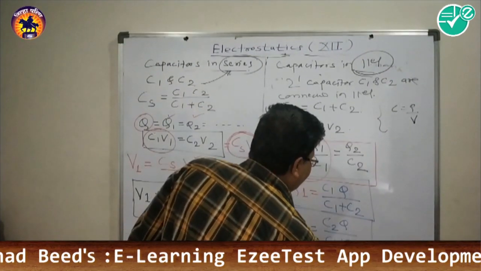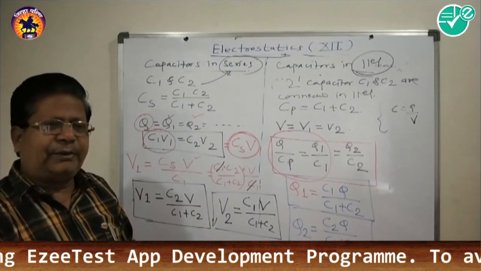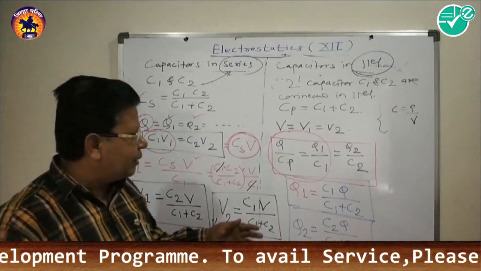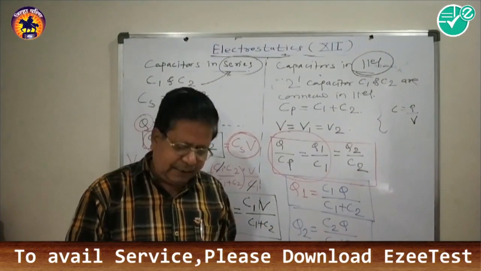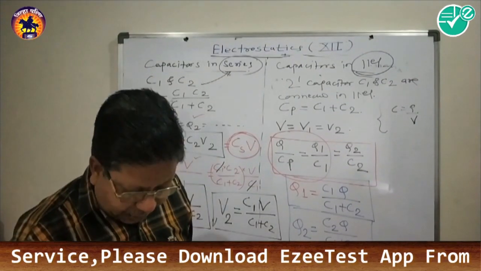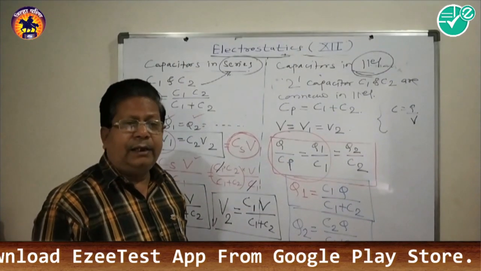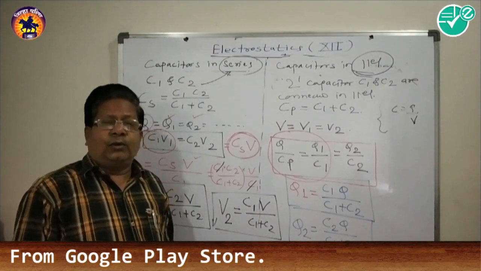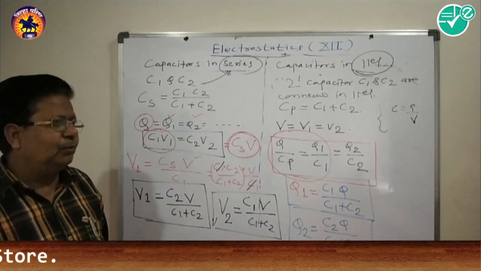Again, in case of parallel combination, as the charge on each capacitor is different, it can be calculated by using these formulas for Q1 and Q2. Again, these two formulas are very useful while solving numericals and MCQs on these two articles.